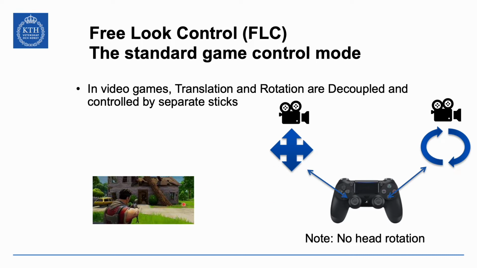If you move the left stick, this dude is going to move either right or left or forwards towards the building or backwards away from the building. Whereas the right stick over here controls rotation. So by just moving the right stick, this dude is going to look up, down, right, left, but not move, instead standing still in the same spot. So that's translation and rotation being decoupled and controlled with separate sticks.